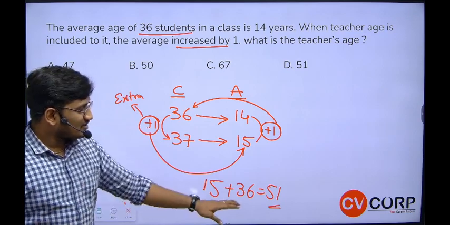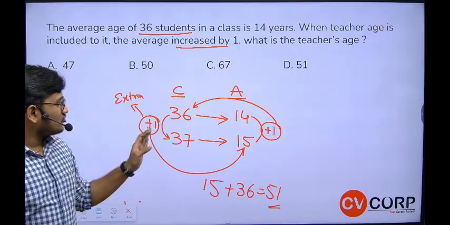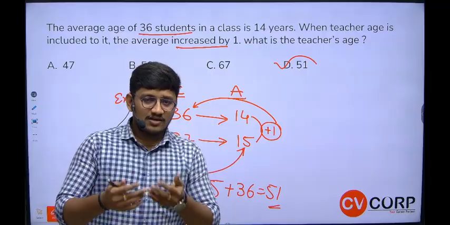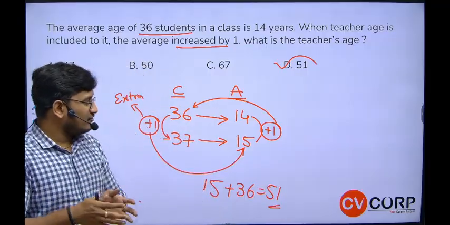So 15 plus 36 will give you 51. So that's what the teacher's age is. So the answer is 51.